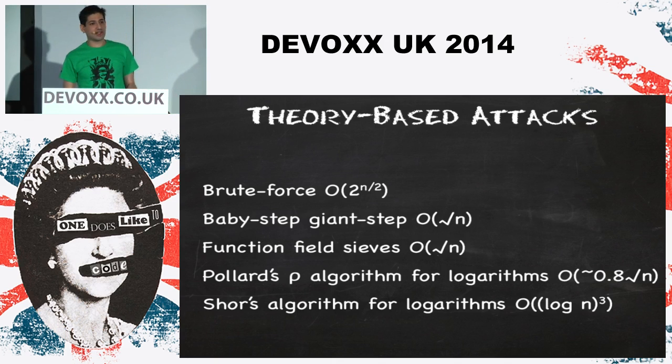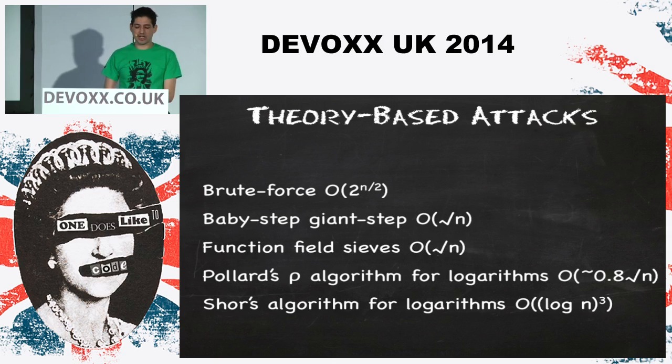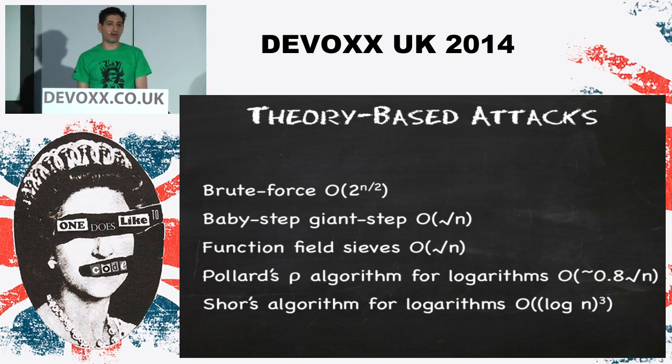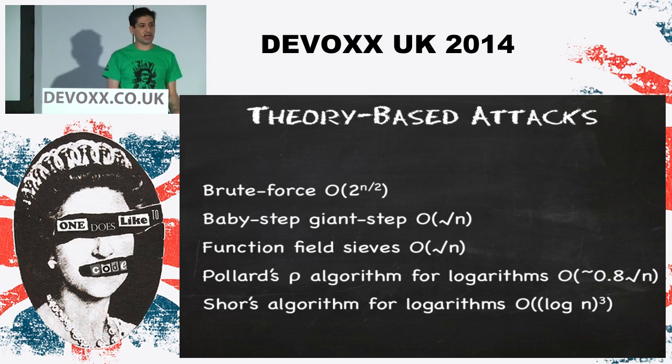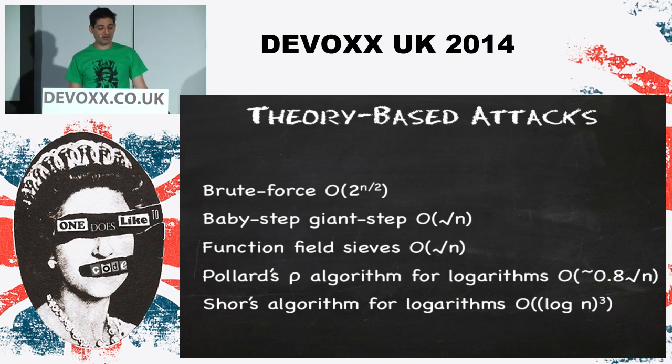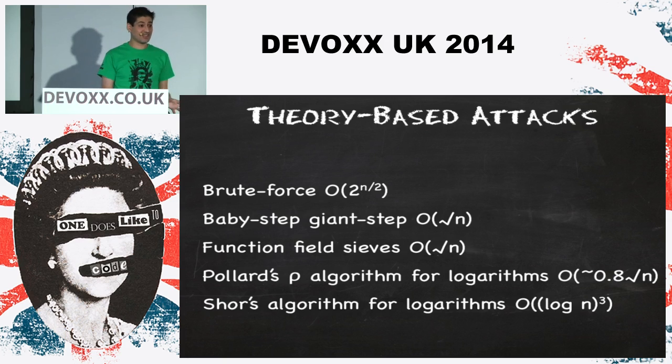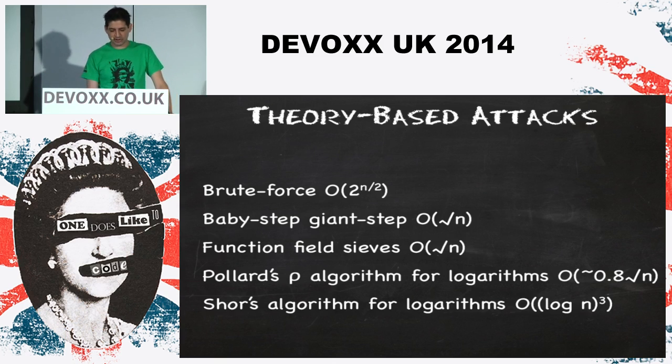Function field sieves are the algebraic field equivalent of the general number field sieve that we had for RSA. Again, Pollard's rho algorithm works exactly the same way, but it's adapted for the logarithm problem. And Shor's algorithm, again adapted for logarithms, works in much the same way. It's by far the fastest algorithm we've got, Shor's algorithm, but it only runs on quantum computers at the moment.